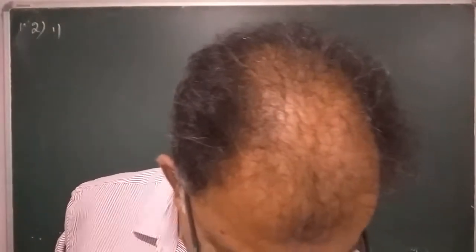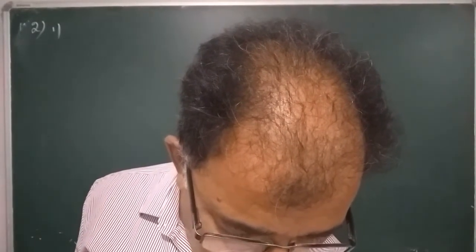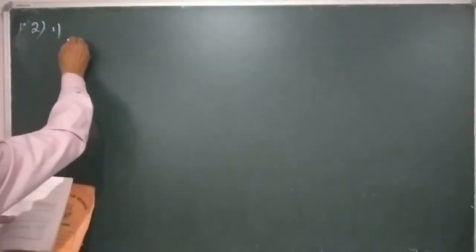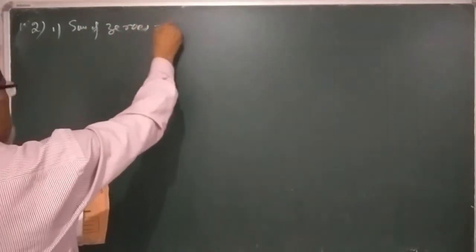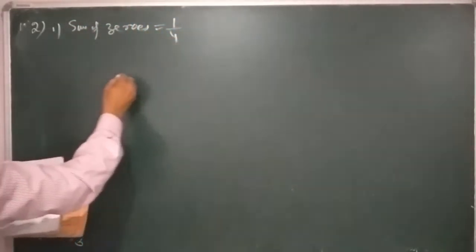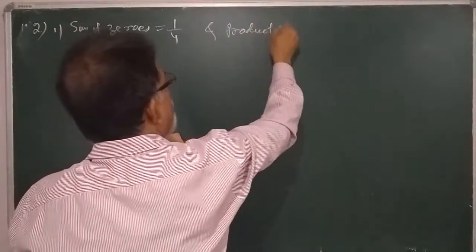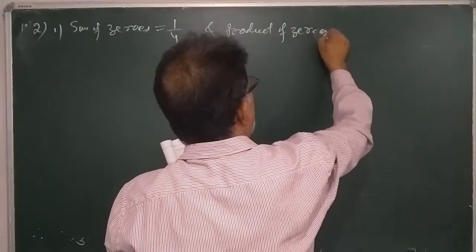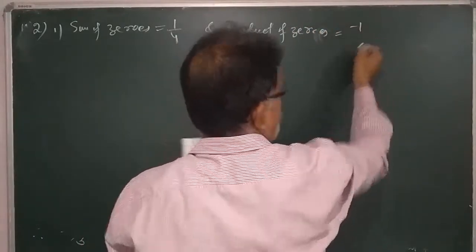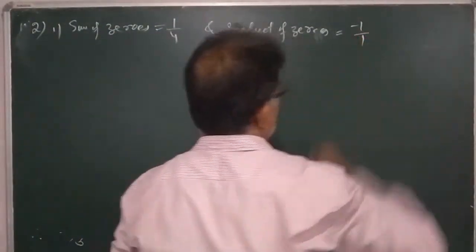Here, find the quadratic polynomial each with the given numbers as the sum and the product of its zeros. 1. Sum of zeros equal to 1 by 4 and product of zeros equal to minus 1. This minus 1 can be written as minus 1 by 1.